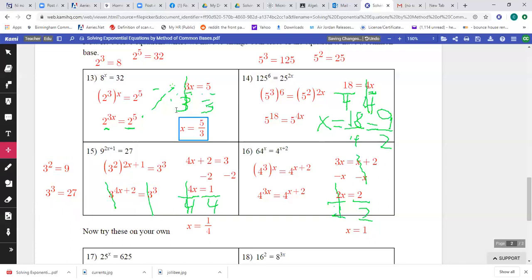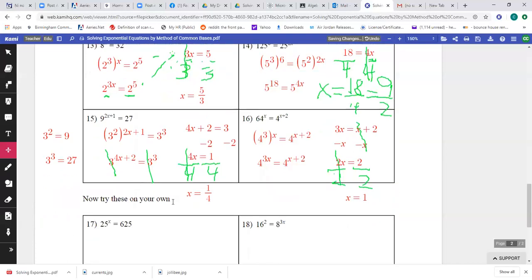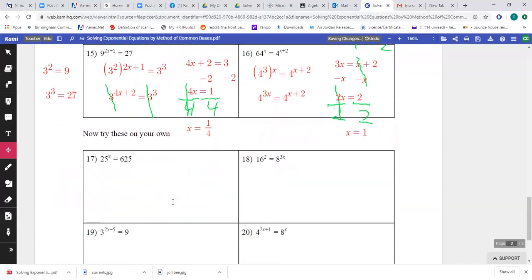So once again, the whole idea here is getting to this first step. What I want you guys to do before we go is try some of these on your own. Then I'm going to go over them, but I want you to at least try them before you do the classwork to make sure you understand it.